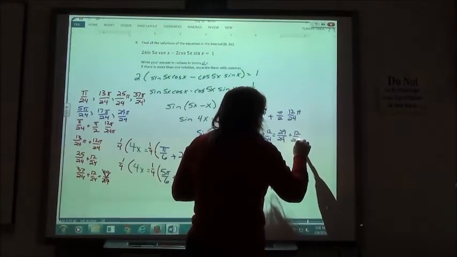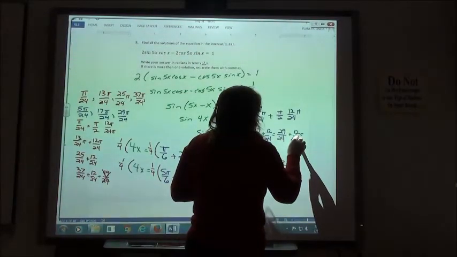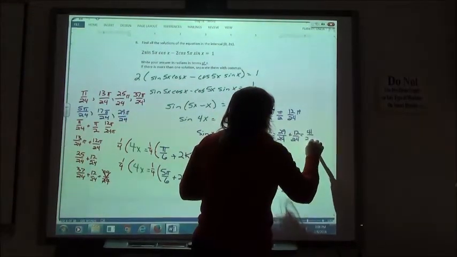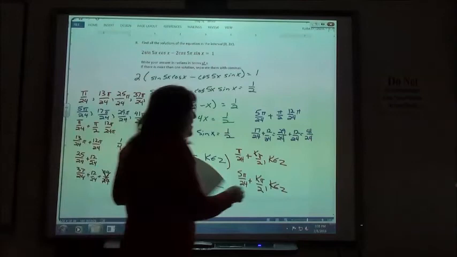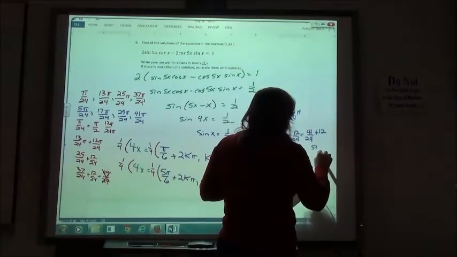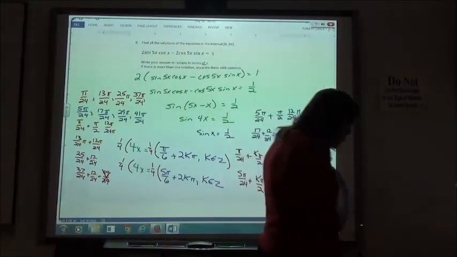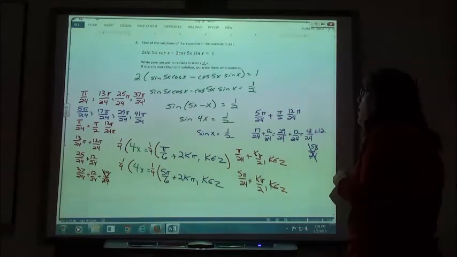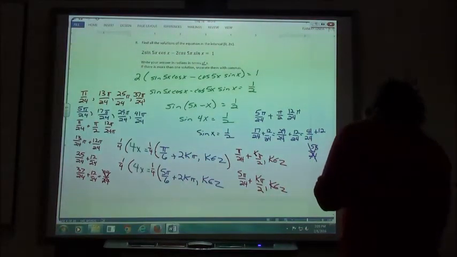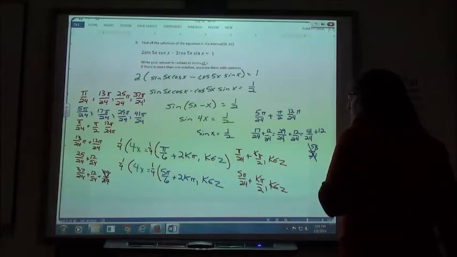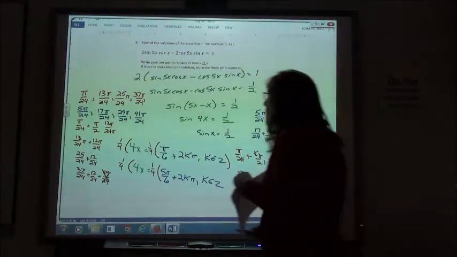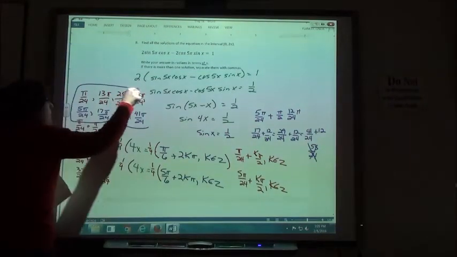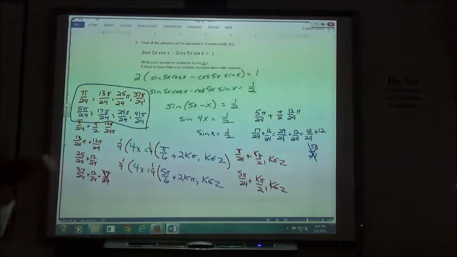Plus 12 24ths again would give me 41 24ths. That's still small enough because 48 would be too big. 41 pi over 24, and then if I add another 12, I'm going to be at 53 24ths. That one's going to be too big for sure. So I'm going to have 8 answers. Pi over 24, 13 pi over 24, 25 pi over 24, 37 pi over 24. Then for my second set, 5 pi over 24, 17 pi over 24, 29 pi over 24, and 41 pi over 24. So all 8 of those are going to go in for my answers. I got 4 from the first one, 4 from the second one, that all fit between 0 and 2 pi.